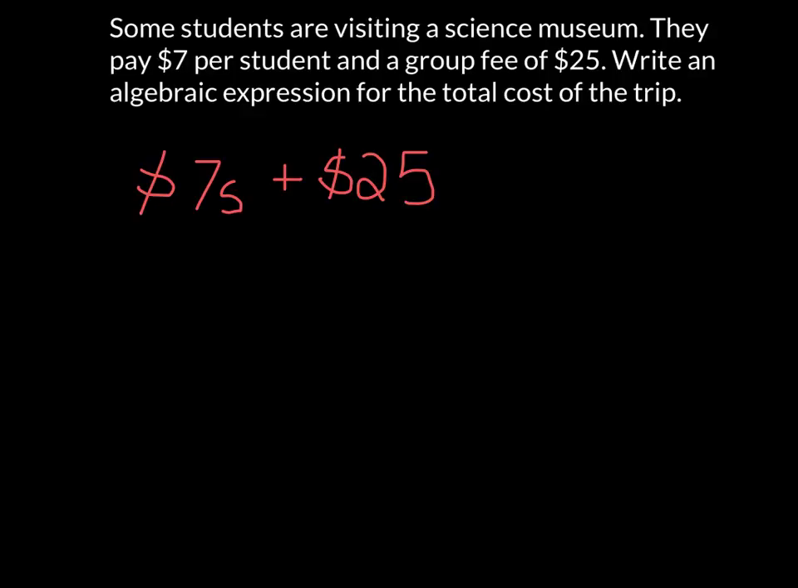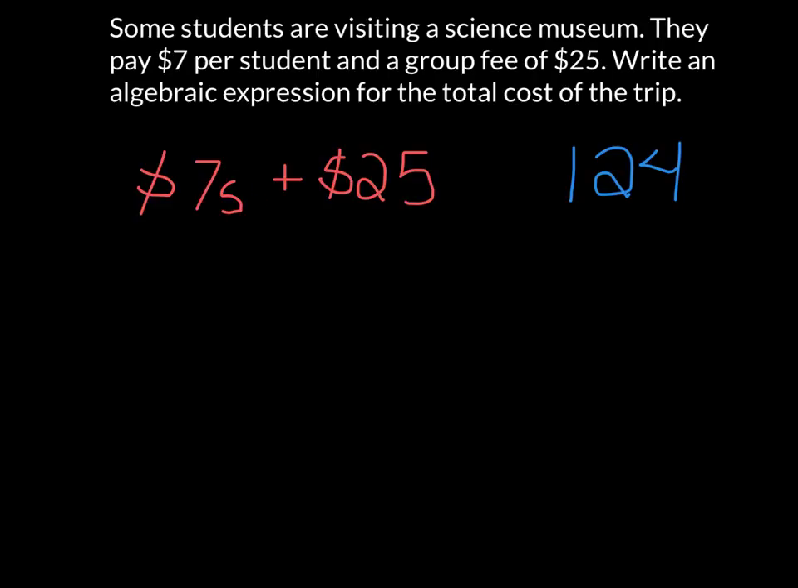Now if they give us the number of students, they say there are 124 students going on the trip. So we can write that down, 124 students going on the trip. What is the total cost they will pay for the trip? To find the total cost, evaluate the expression 7s plus 25 when s equals 124. So now we can plug this 124 students into our variable s since now we know what it equals.